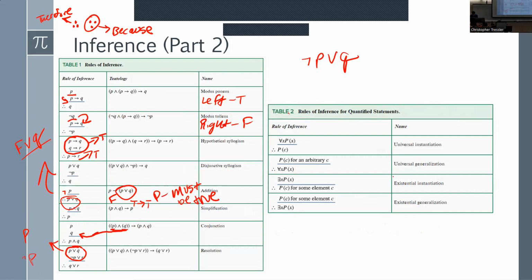Notice, universal means it's going to have to do with everything. Existential means it's going to have to be dealing with, that's such a bad E, but it's going to have to be dealing with at least one thing.